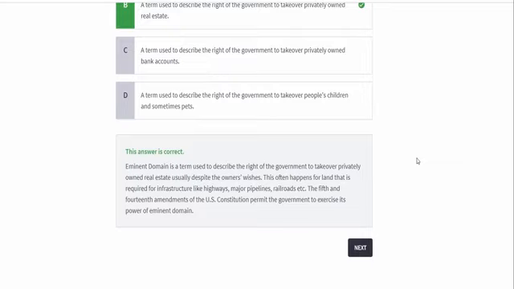So, this often happens for land that is required for infrastructure. Think things like highways, pipelines, railroads, things like that. Now, the 5th and the 14th Amendments of the U.S. Constitution permit the government to exercise its power of eminent domain. That's a little bonus snippet. They usually don't ask specifically about which amendments, but that is kind of important to know. So again, eminent domain is just the term to describe the right of the government to take over privately owned real estate. And again, it's usually despite the owner's wishes.